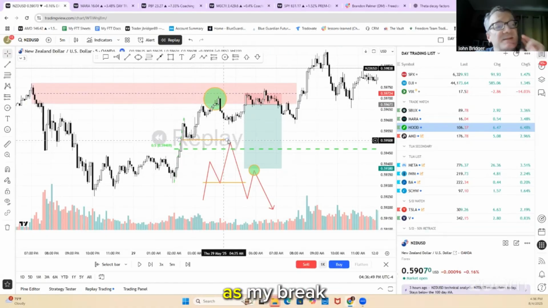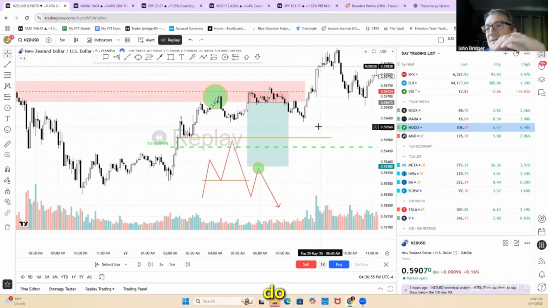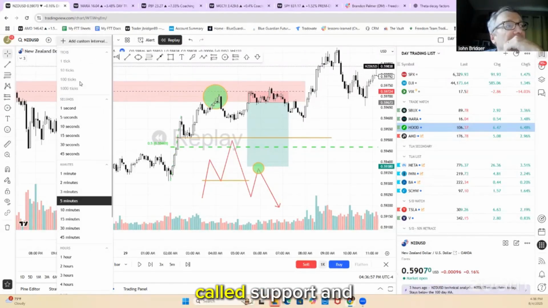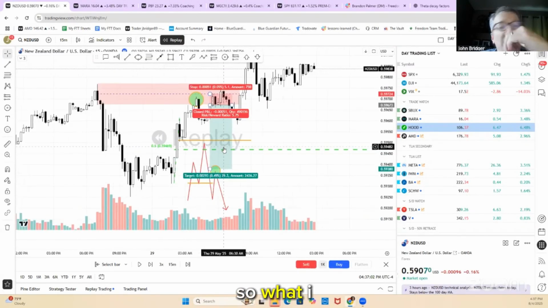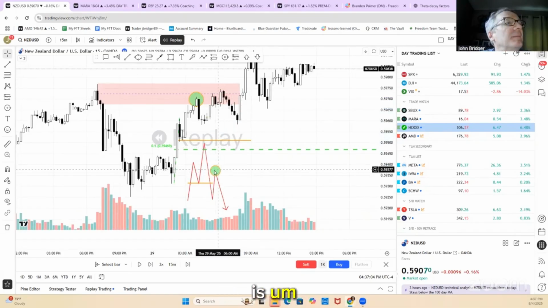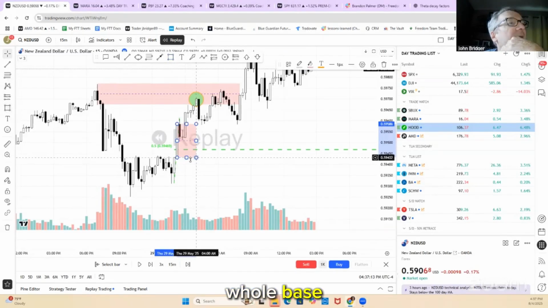I would be leaning toward that as my breaker structure, which didn't really happen here. The other thing you can do is use what I call support and resistance, but go to a higher time frame, like 15-minute. This is why I love using the 15-minute. Just use the whole base of the candle.